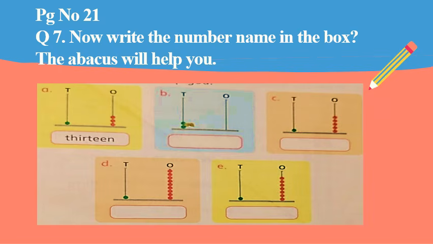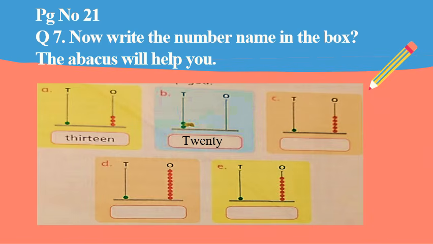Now we solve question 7 on page 21. In this question, we will read abacus and write the number in words. In part A, we have 1 bead in the tens column and 3 beads in the ones column. So 10 plus 3 equals 13. So we will write here 13. In part B, we have 2 beads in the tens column. It means we have 2 tens. So 2 tens becomes 20 and no bead in the ones column. So we have 0 digit in the ones place. So 20 plus 0 equals 20. So we will write here 20.